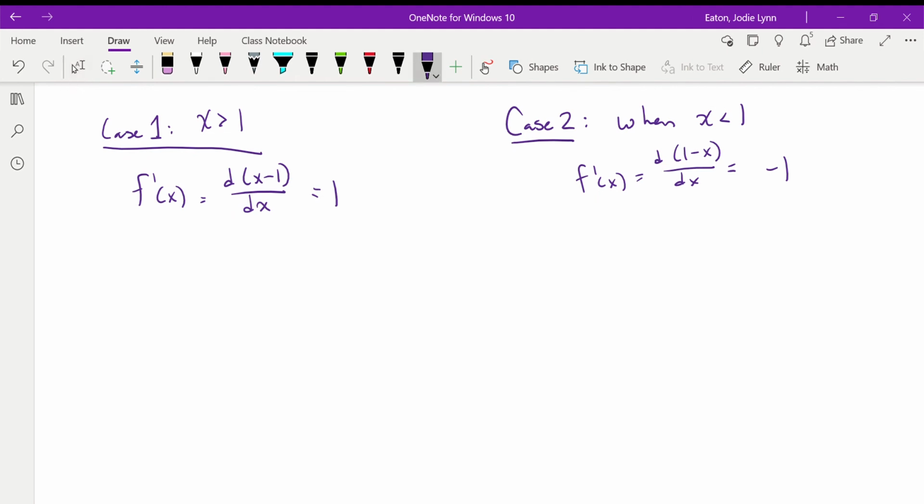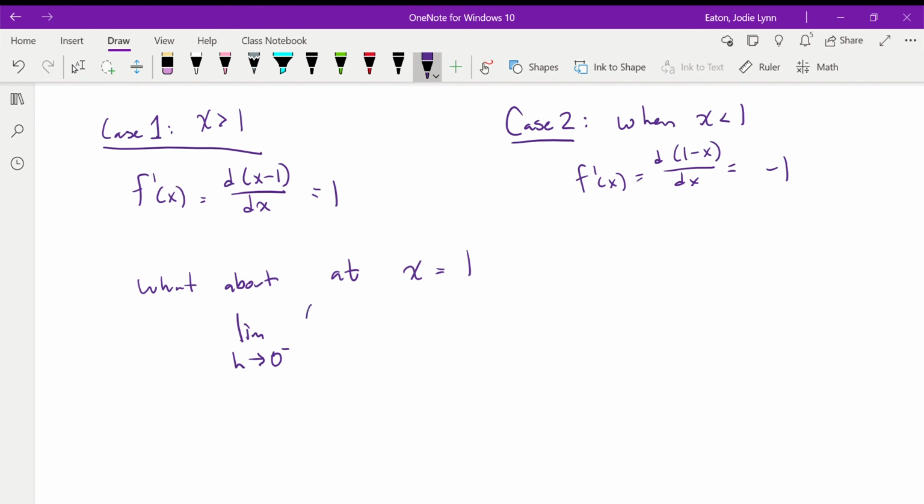So now we have to think about what happens at x equals 1. We can't just say it's differentiable because the derivative exists in both places. We don't know if the derivative exists at x equals 1. So let's think about some one-sided limits. Let's think about the limit as h approaches 0 from below. This is going to use the left-hand function, 1 minus x.